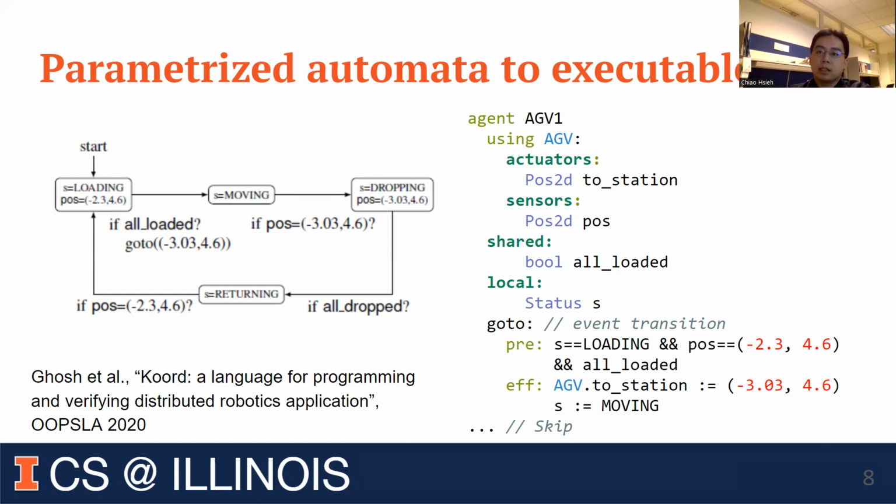Roughly, the language features include how you distinguish sensor and actuator ports from the local variables, and more importantly, the shared variables between state machines, like the code shown on the right.